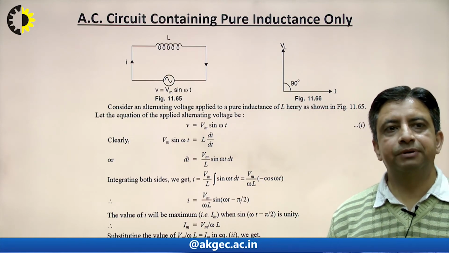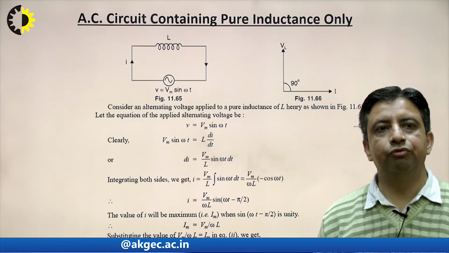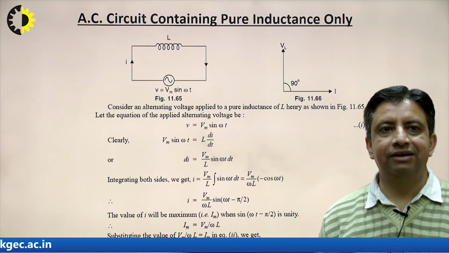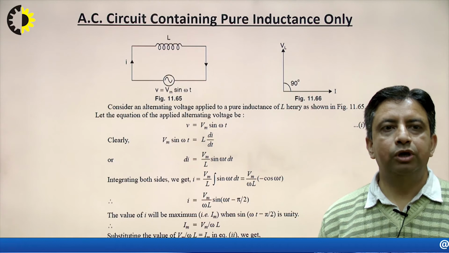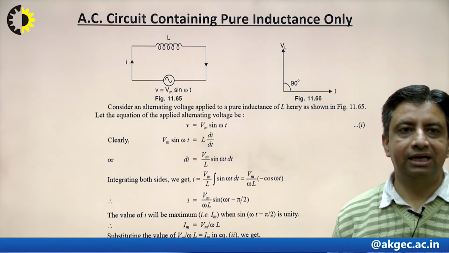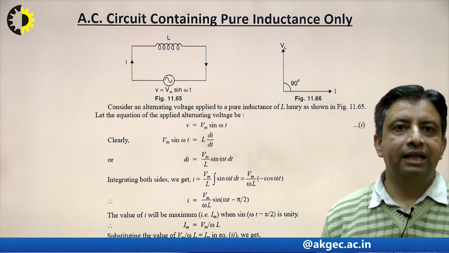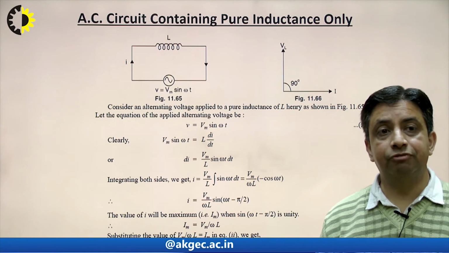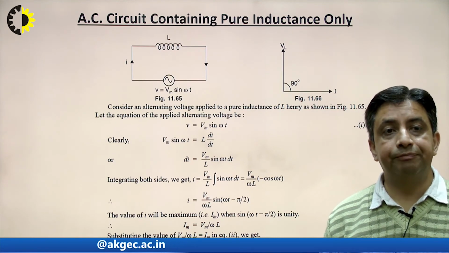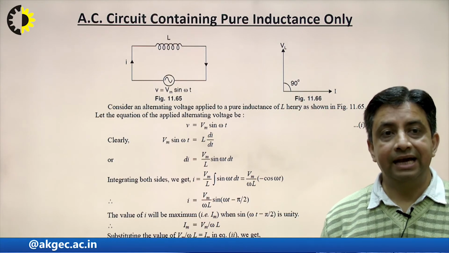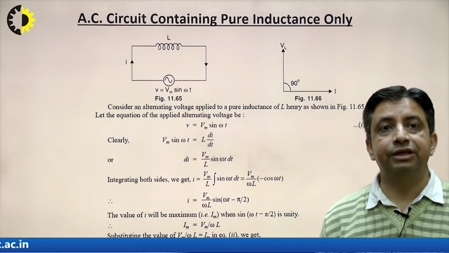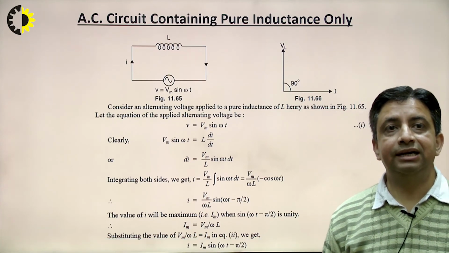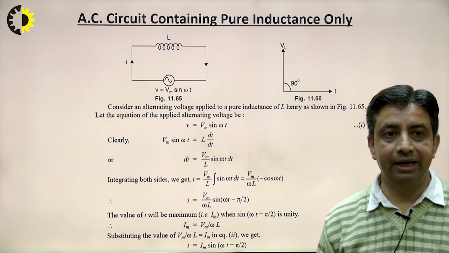So, if we solve this particular expression, di will be equal to Vm by L sin omega t dt, and if we integrate both the sides, we will get the expression as I equal to Vm by omega L sin (omega t minus pi by 2). So, let this be the expression number 2. Now, there is a very important observation from this expression, that in case of purely inductive circuit, current lags the voltage by an angle of pi by 2. As you can see in the above figure, we have drawn the phasor diagram for this, where the current is lagging the voltage by an angle of pi by 2.